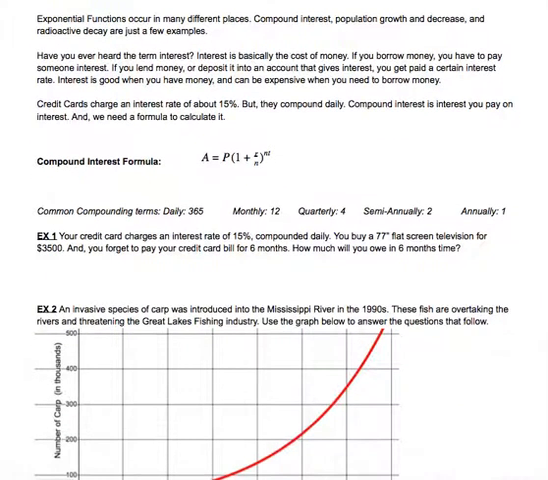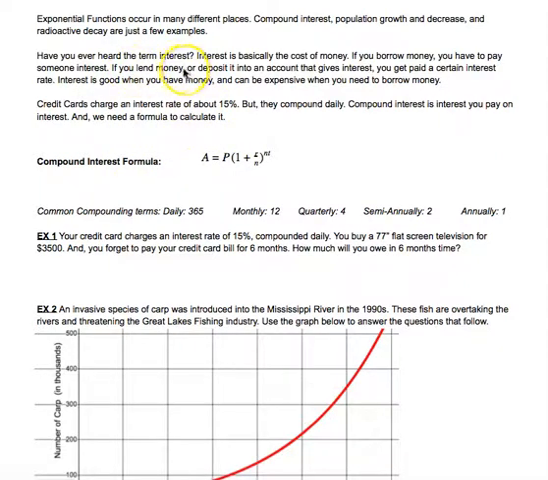Exponential functions occur in many different places. Compound interest, population growth, population decrease, radioactive decay, all kinds of things. So hopefully you've heard the term interest before, which is basically the cost of money. So if you borrow money, you have to pay to borrow it. So you're paying someone or some institution interest if you borrow it, which most people have to do at some point on big purchases, especially like a car or a house.